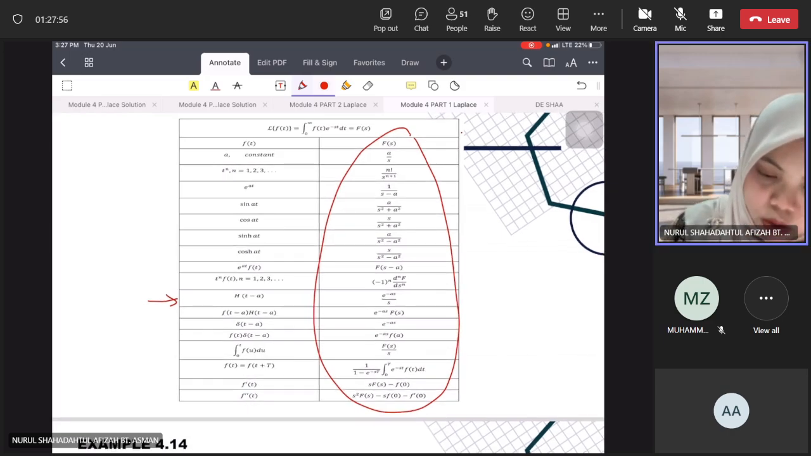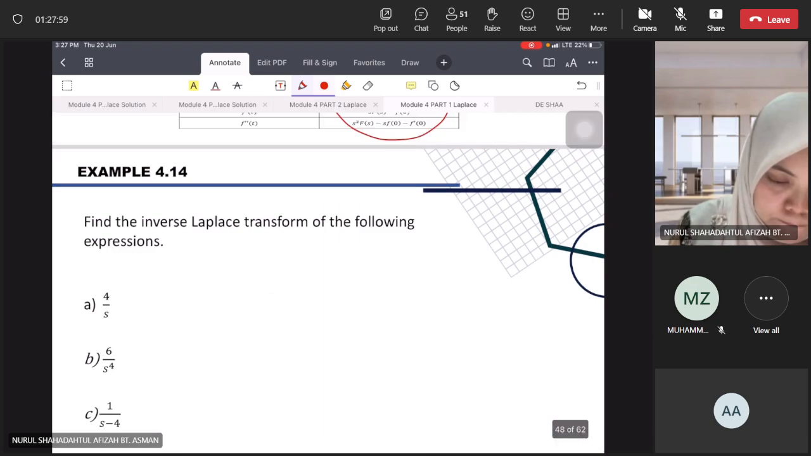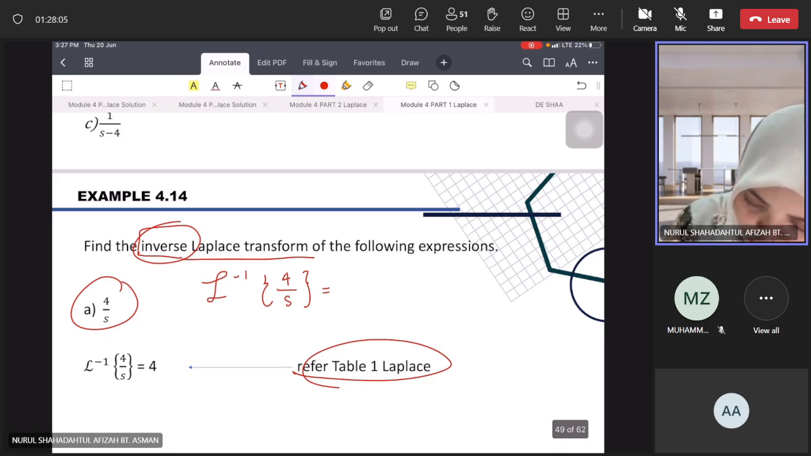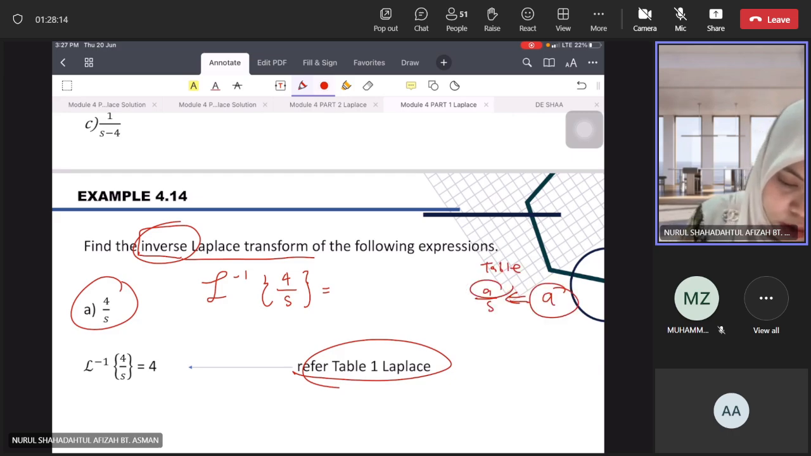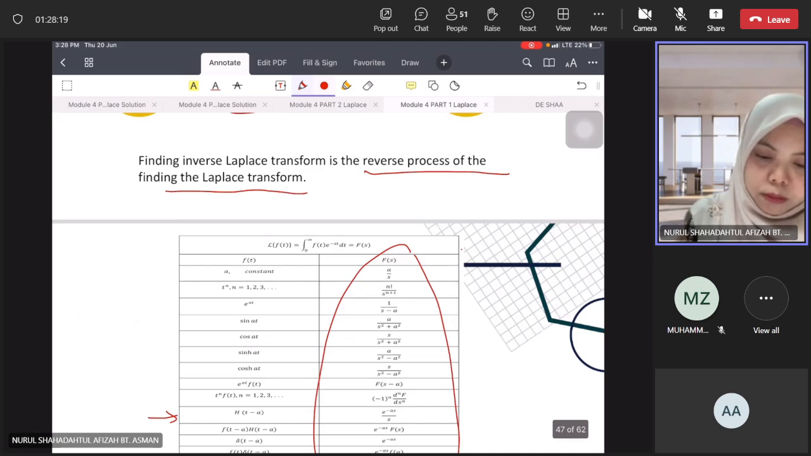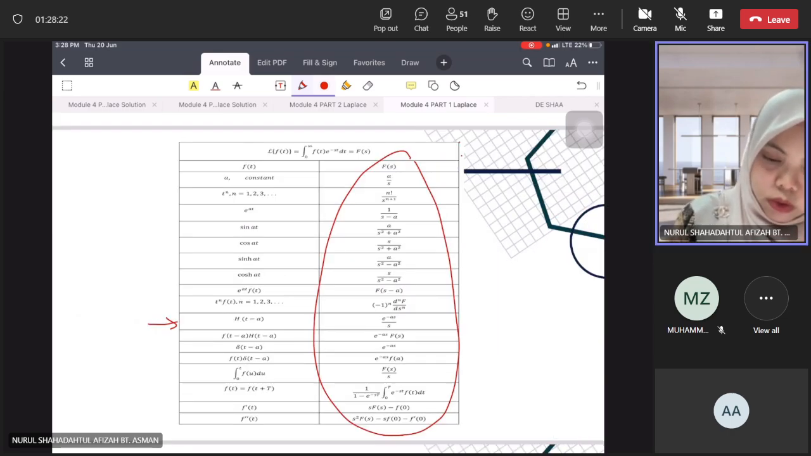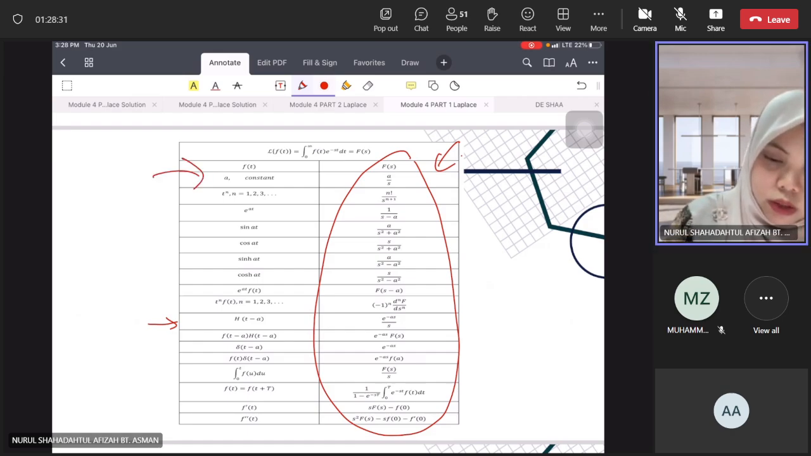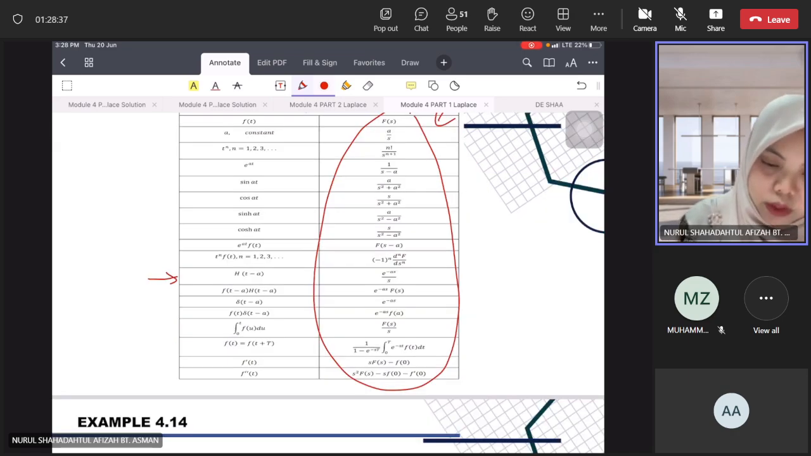Yeah. A over S. So A from the table, A over S equals to A. So the answer is 4. Yeah. So if the inverse, by looking at the table, you should look from here. It is different from the normal Laplace. The normal Laplace, you look from here. So different with the inverse Laplace, you start looking from the right.